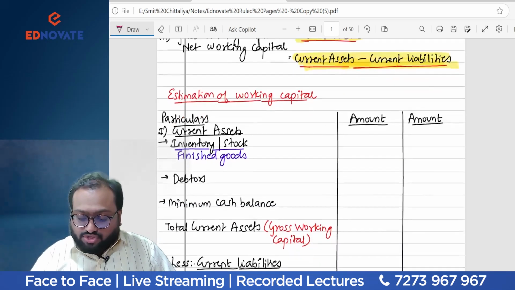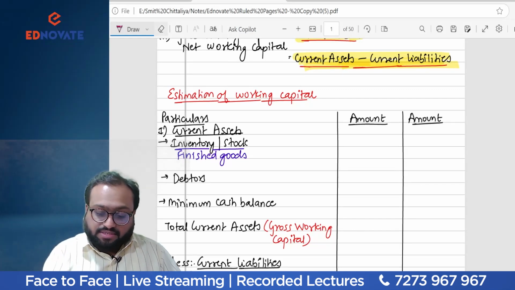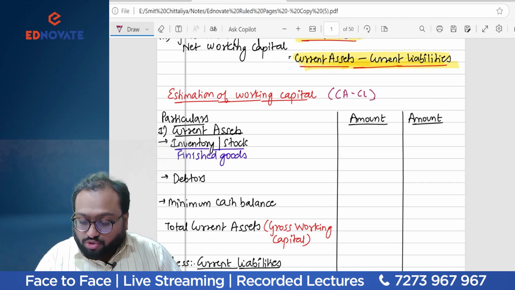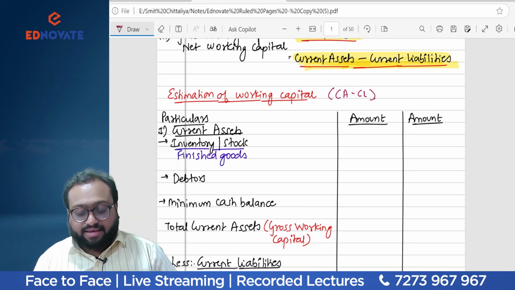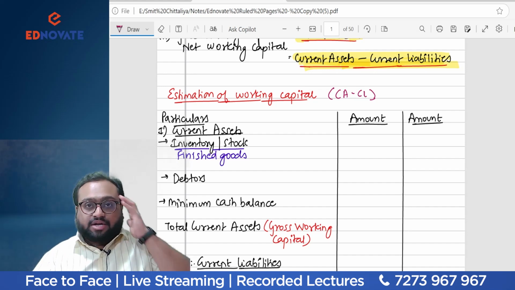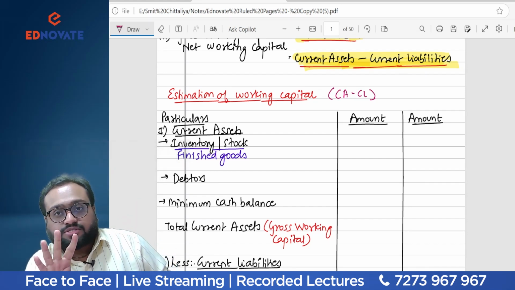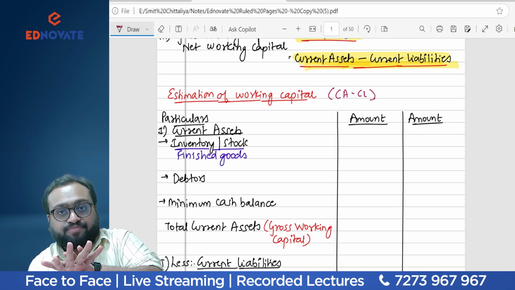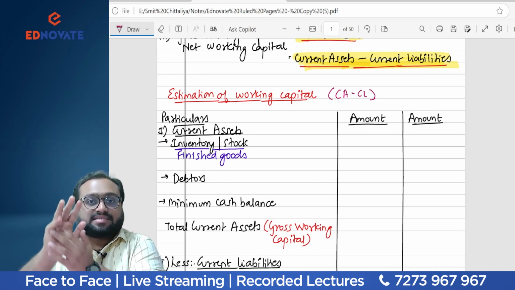Simply, they have asked you to calculate the working capital. So we'll do estimation of working capital. Am I right? And we know properly, estimation of working capital is nothing but your current assets minus current liabilities. That is gross working capital minus current liability, which will derive the net working capital. Now, what comes in current assets? Current assets will have only 4 items: stock, debtors, cash and bank balance, and prepaid expenses. Throughout the question, there are no prepaid expenses. So 1 item is less.